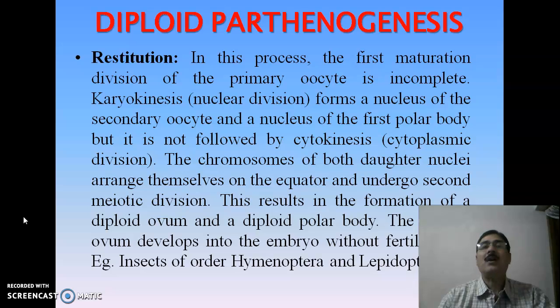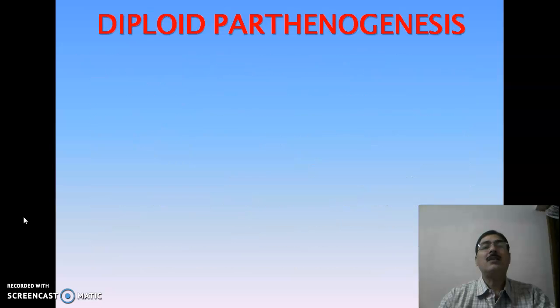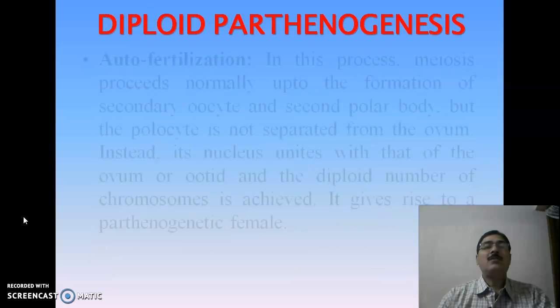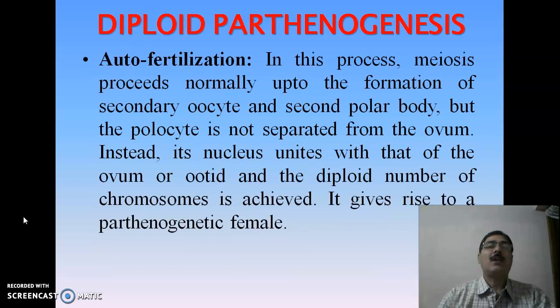कुछ जो कीट हैं गण हाइमेनोप्टेरा और लेपिडोप्टेरा, उनके अंदर हमें इस तरह का अनिषेक जनन दिखाई देता है। Now the second anomaly, the auto-fertilization. In this process, the meiosis proceeds normally up to the formation of secondary oocyte and second polar body. But the polar body is not separated from the ovum. Instead, its nucleus unites with that of the ovum or oocyte and the diploid number of chromosomes is achieved. It gives rise to a parthenogenetic female.